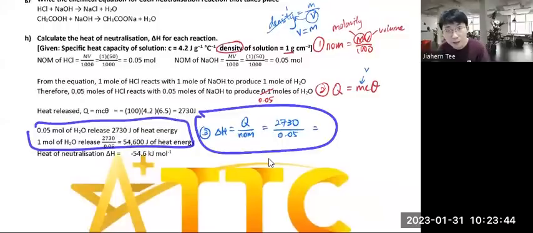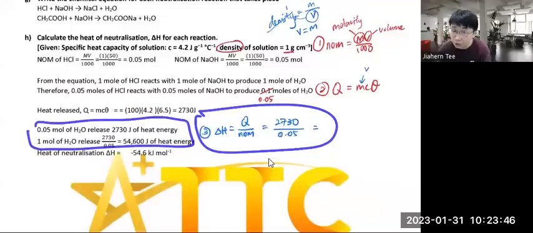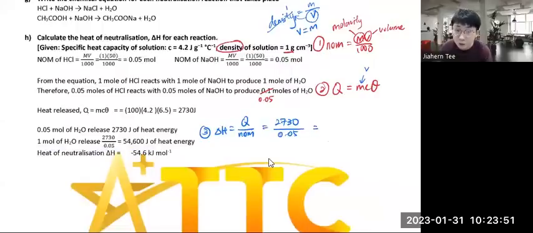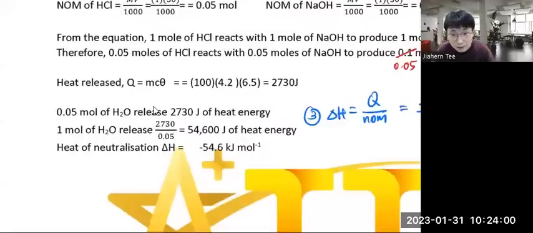Either way works. But I would say, guys, textbooks now are showing the ratio format, so it's better and safer to write in the ratio format. The formula is not wrong, it's just that some teachers don't accept this anymore. They prefer the method in ratio. So if 0.05 mole releases 2,730, then 1 mole releases 54,600 joule of heat energy. So convert it into kilojoule, and the unit is kilojoule per mole.